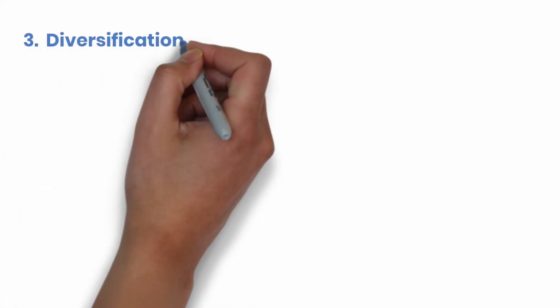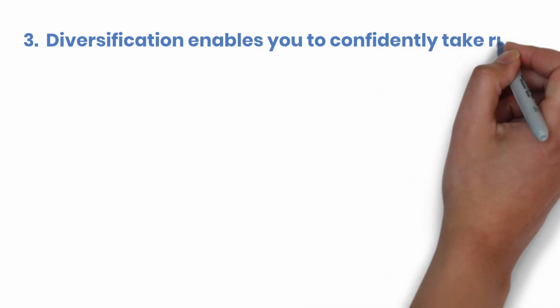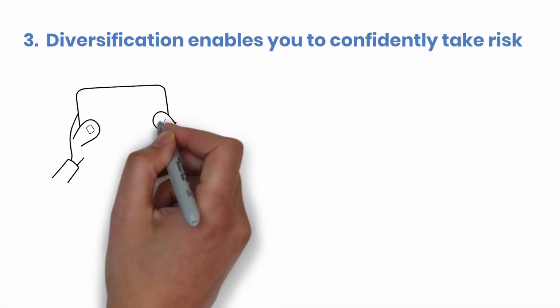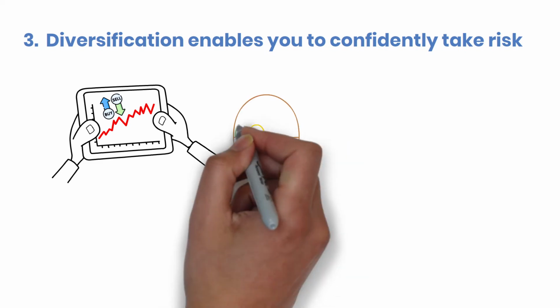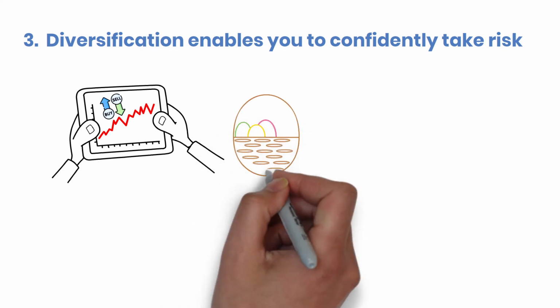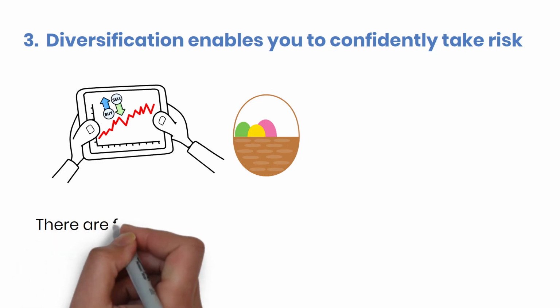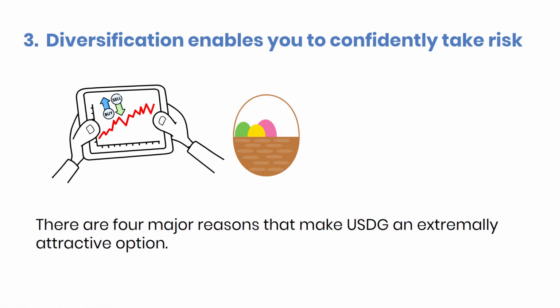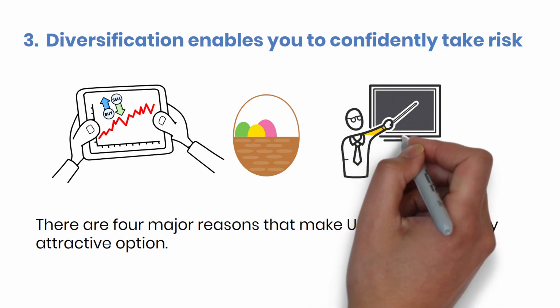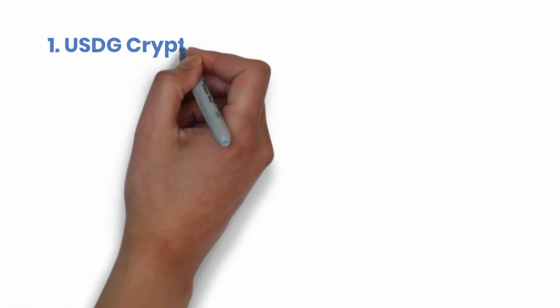Number three, diversification enables you to confidently take risks. Diversification enables investors to take risks in a more controlled manner. The end result of putting too many eggs in one basket is not a pretty picture. There are four main reasons that make USDG an extremely attractive option for diversifying your crypto portfolio that I want to share with you today.